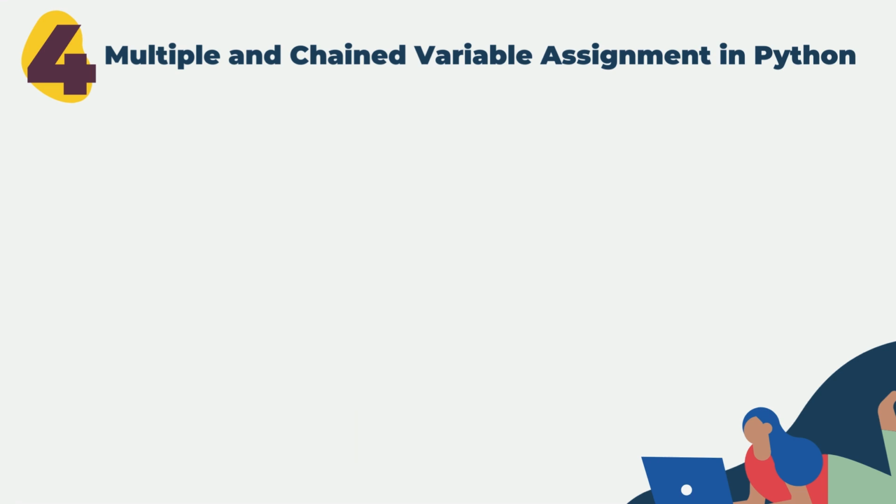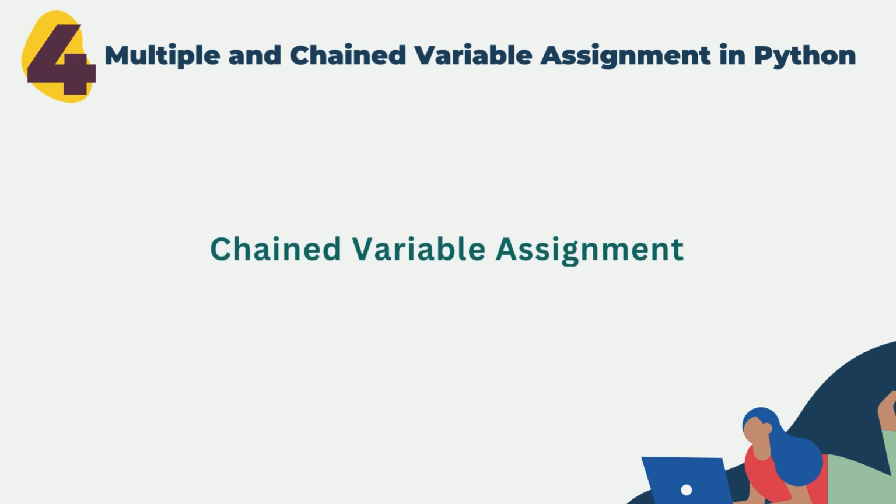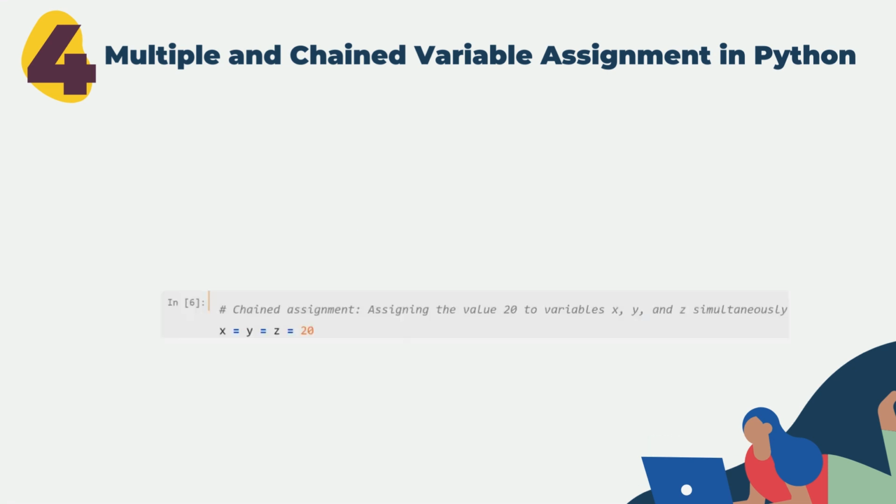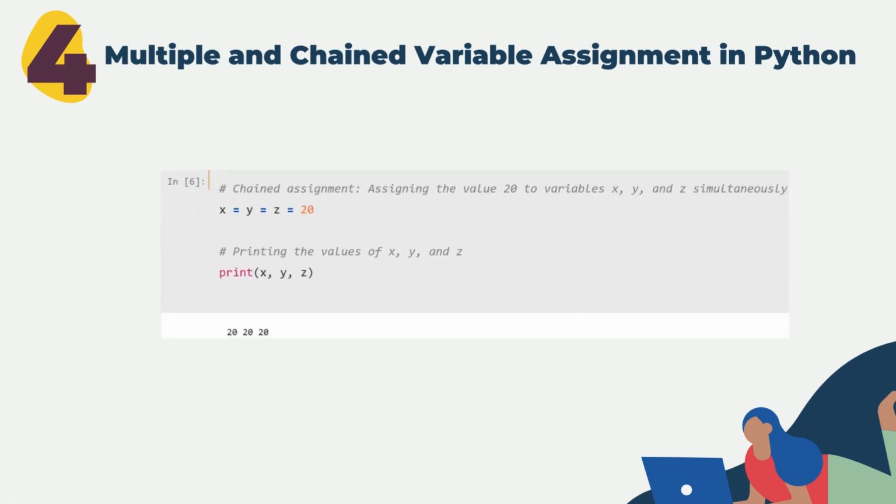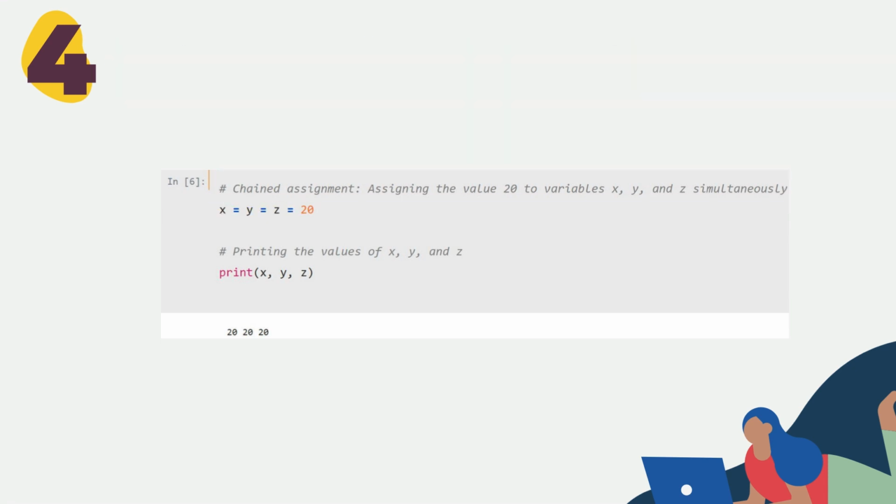Additionally, Python introduces a captivating feature called chained assignment. This allows you to assign the same value to multiple variables in a single line. Let's explore this with an example. In this concise syntax, Python effortlessly assigns the value 20 to variables x, y, and z simultaneously. It's a convenient way to initialize multiple variables with the same value in one go.